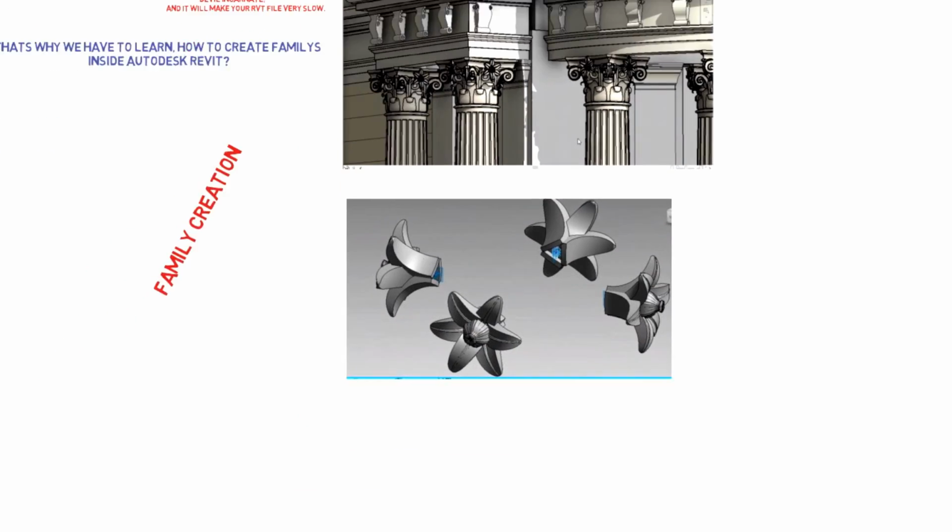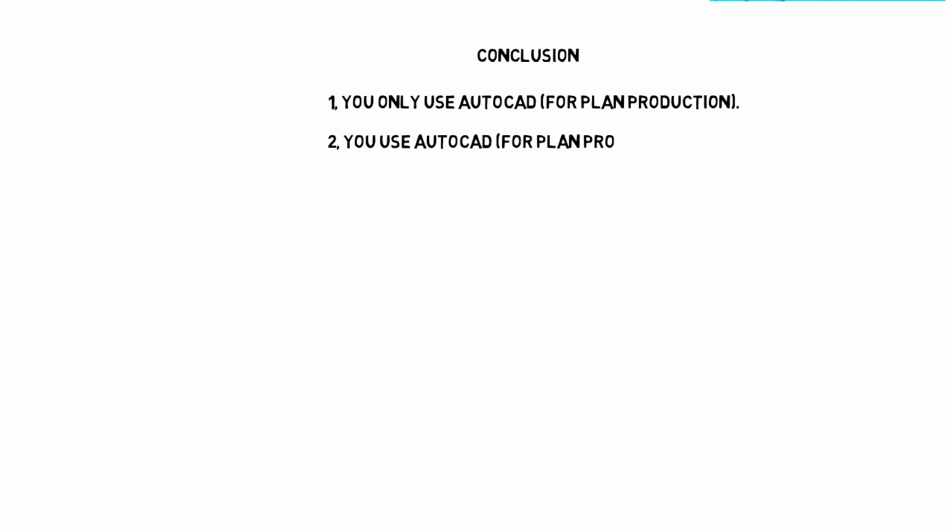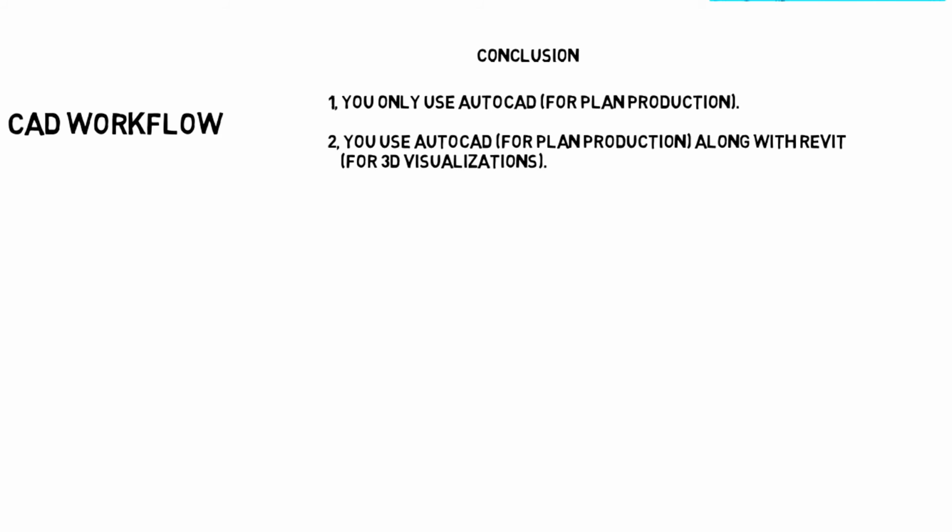Based on our discussion, we conclude that we can have four options that one can choose from. The first option is that you only use AutoCAD for plan production, only AutoCAD, no other tool. The second option is that you use AutoCAD for plan production along with Autodesk Revit for 3D visualization. So the first two options are of CAD workflow.